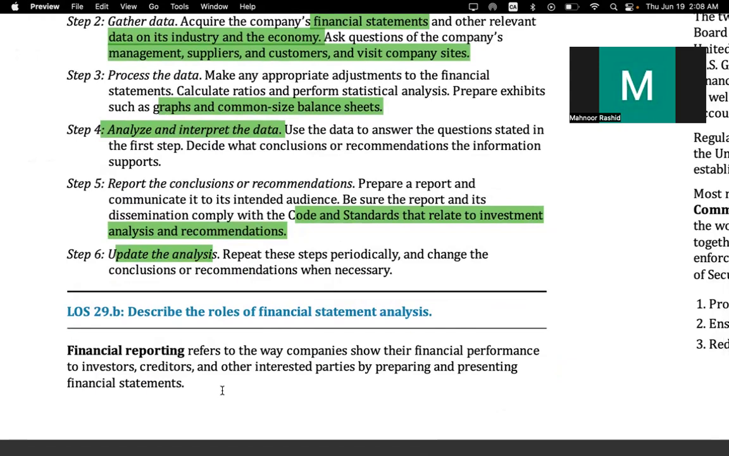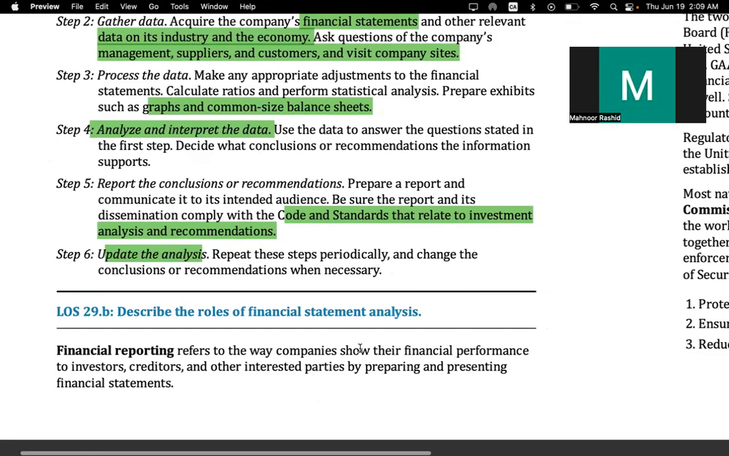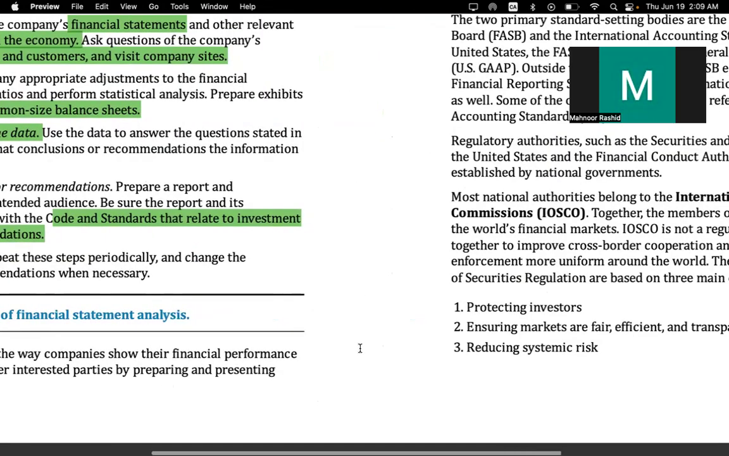Okay, now this has also been questioned in the exam. They ask us the difference between financial reporting and financial analysis. It's pretty easy to mix up, even though it's a very simple concept. So simple that people don't even pay attention to it, right? So reporting refers to the way companies show their financial performance, okay? How are we showing our performance to investors, to creditors, and other interested parties by preparing financial statements?